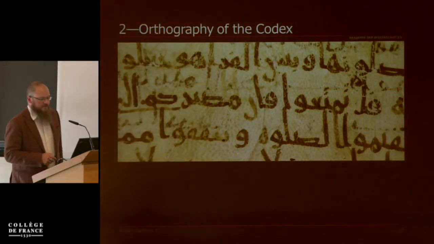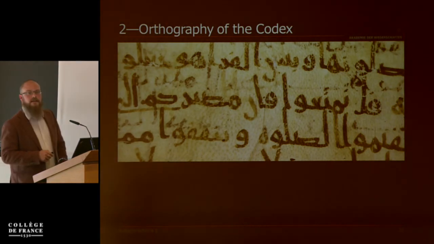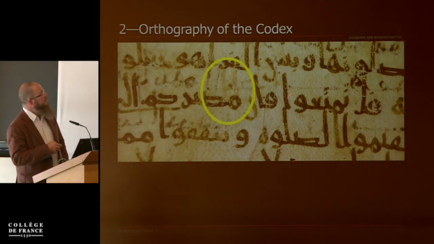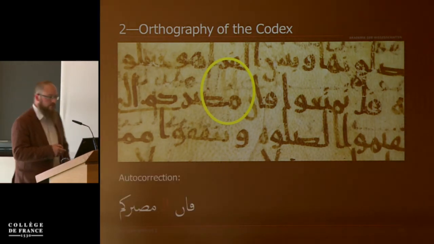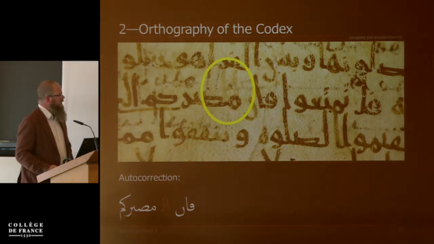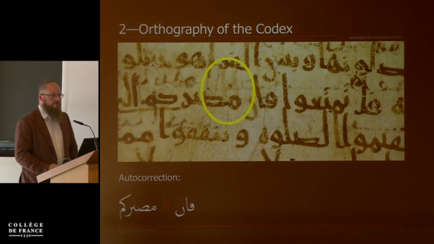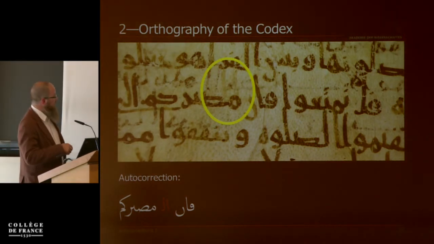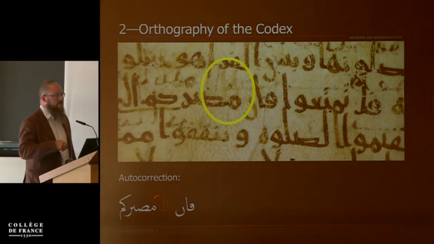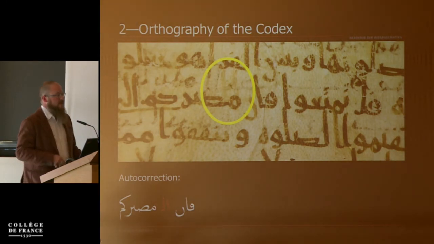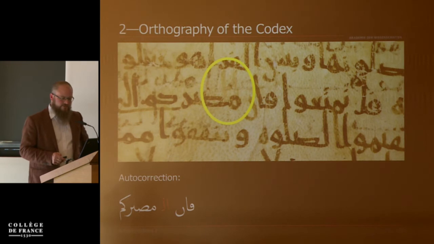Here now some examples of the orthography of the codex. I don't know if you can spot it from behind. What I want to talk about is this area, because here we have an autocorrection, which is quite common throughout this manuscript. In the 32 folia of the Chester-Beatty part, there are over 50 spots where the author supposedly has autocorrected himself during writing. In these cases, I'm pretty sure it was done by the scribe himself.